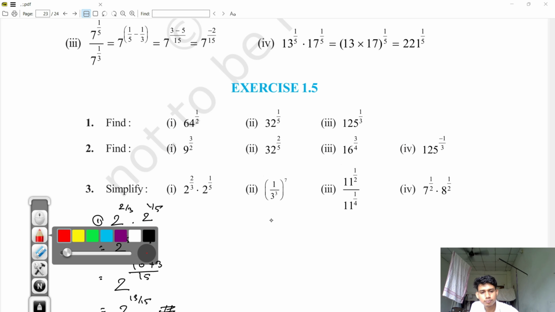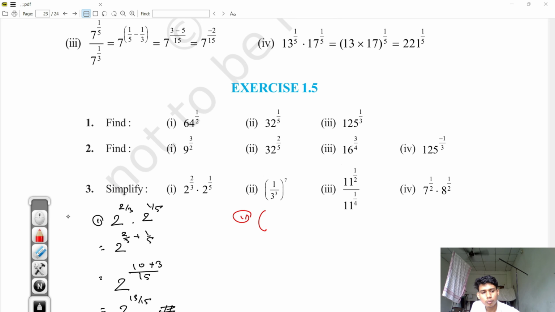Question number 2. It says 1/3 to the power 3 whole to the power 7. Now this can be written as 1 to the power 7 divided by 3 to the power 3 into 7. Now 1 to the power 7 will always be 1 and 3 to the power 3 times 7 is 21. Now this can also be written as 3 to the power minus 21.